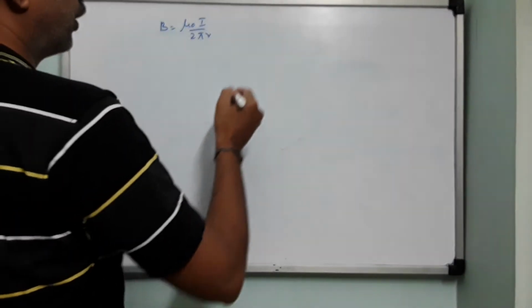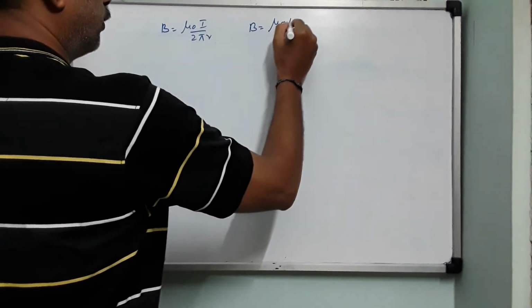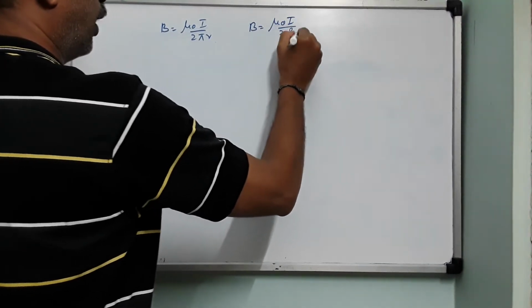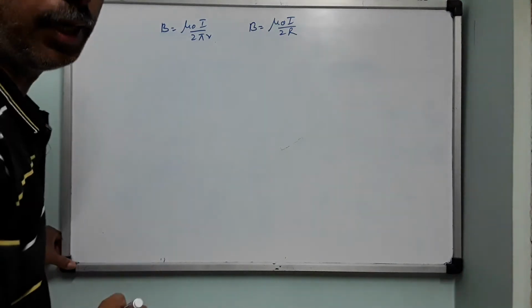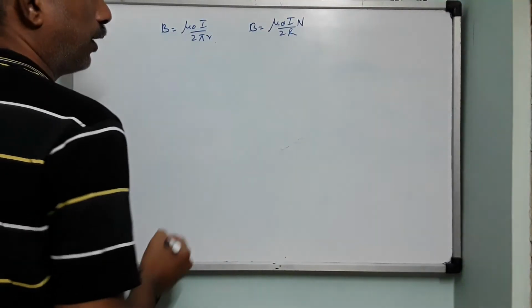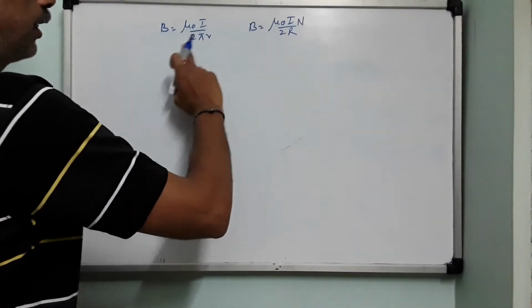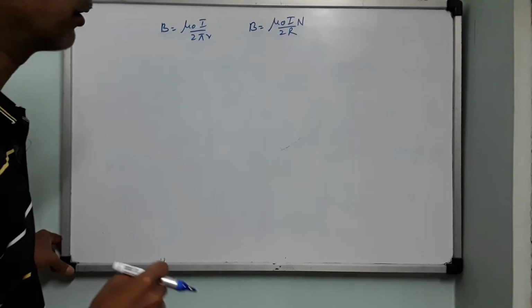Look at this expression, children. It is similar to the magnetic field due to a coil, which is mu naught I divided by 2r for a single turn. If there are n number of turns, then we will write it as mu naught I into n divided by 2r. So you should not get confused between these two expressions.